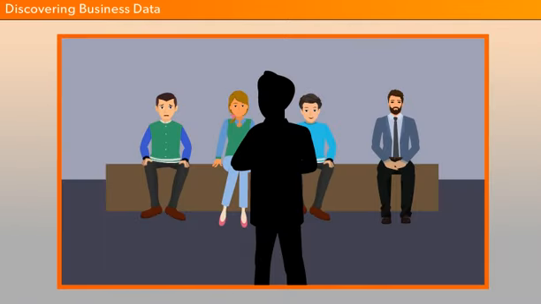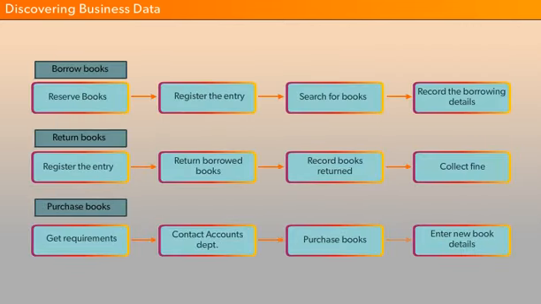To identify the actual problem, the database analyst calls for a meeting with the librarian, teachers, students, and the management and arrives at a consensus. From the analysis of existing data, interviews, and meetings conducted with the stakeholders, the database analyst identifies the following activities.